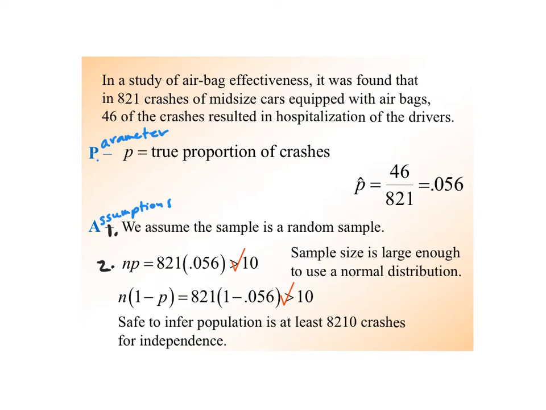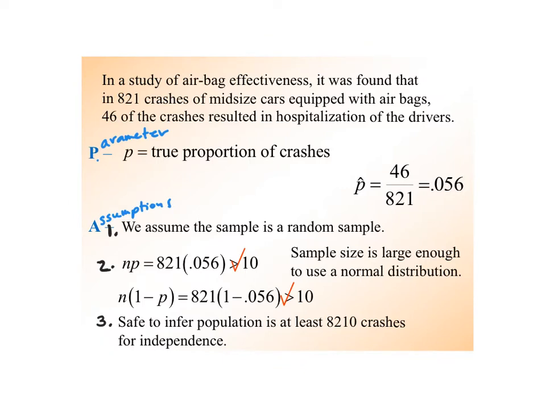And then assumption number 3. Notice that I'm not going in any particular order. These 3 assumptions, 1, 2, 3, we can go in any order. I just chose to go in this order to check off. The reason we're checking these off is to make sure that we can use a normal distribution, to make sure that we can create a confidence interval that's going to be accurate.